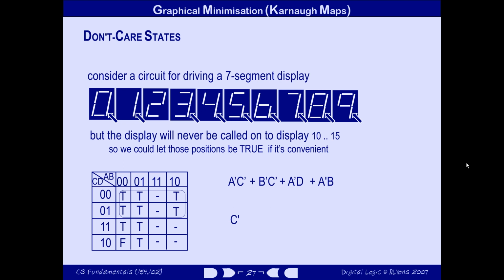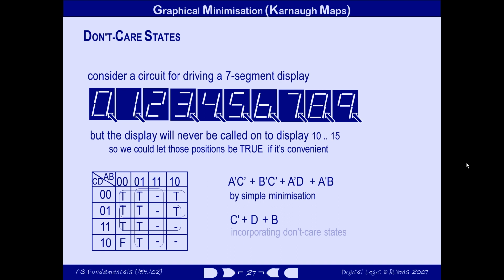There are 2 truths in the next row down, and they can group upwards to the right to form another rectangular group of 8, and the corresponding term in the minimized expression is D. That leaves only the true in the bottom row out of the minimized expression. How big a group can we put that into? Well, there you go, another group of 8, and the corresponding term is B.